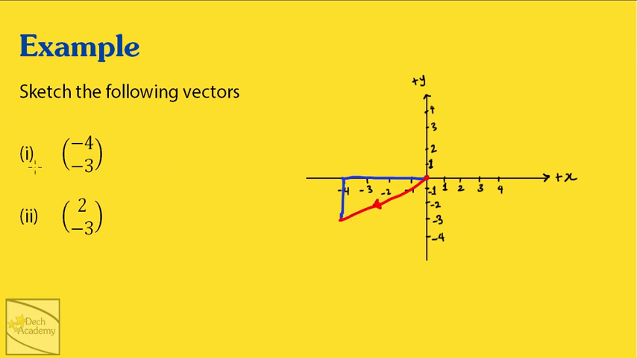To sketch the second vector, all we have to do is start from the origin, move 2 units in the positive x direction, and then 3 units in the negative y direction. And then our vector is represented by the line in green.